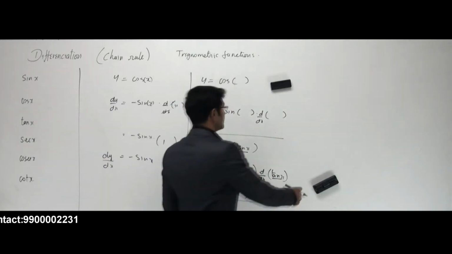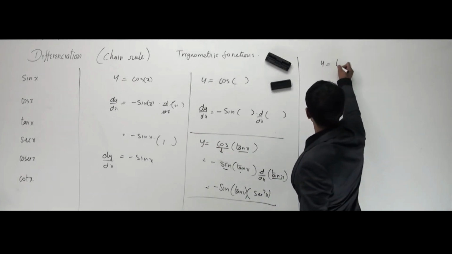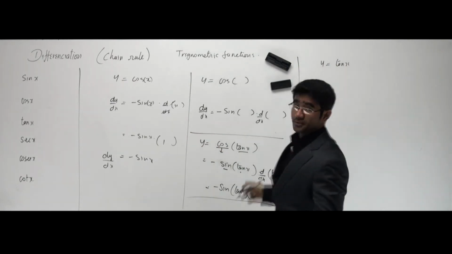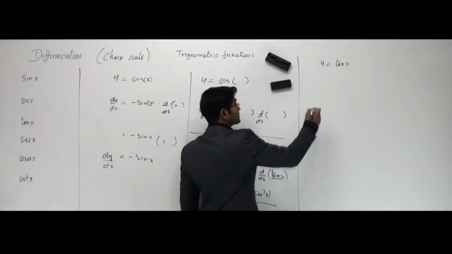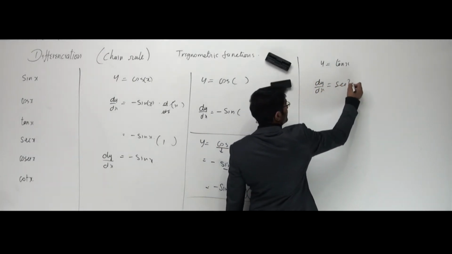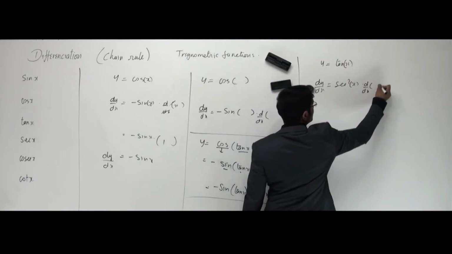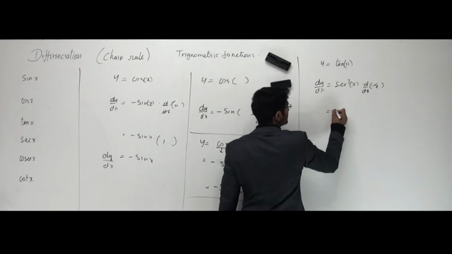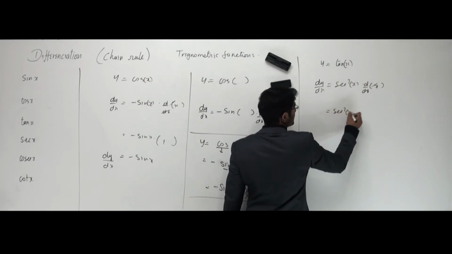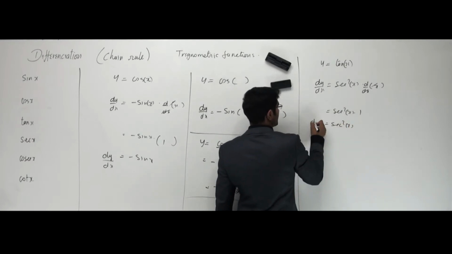Let's go ahead to another one, the third, that is tan x. If y is equal to tan x, what is the answer? Simple. Dy by dx would be secant square x. And I can write d by dx of that x, which goes like secant square x into 1, and that is secant square x. That is dy by dx.